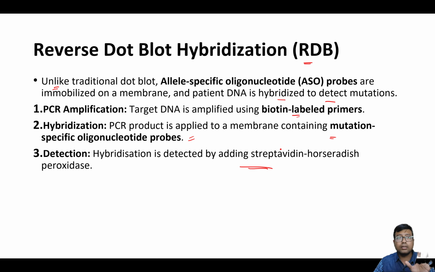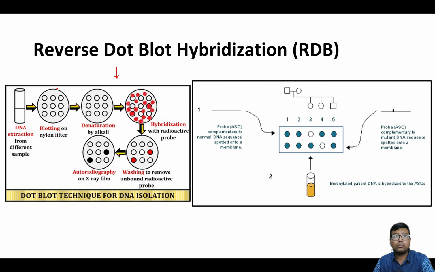Okay, just understand the concept over here. Here we are discussing reverse dot blot hybridization. I was just discussing dot blot. So here it is showing a radioactive probe that can be detected by autoradiography. Had it been a biotin labeled probe, it could have been detected by streptavidin HRP.